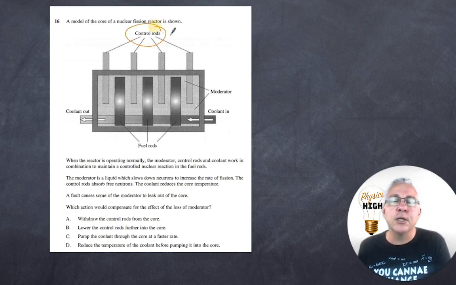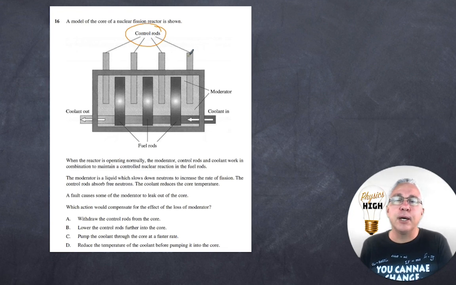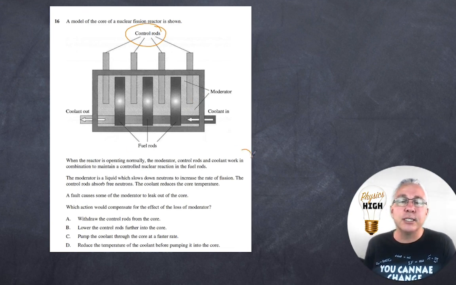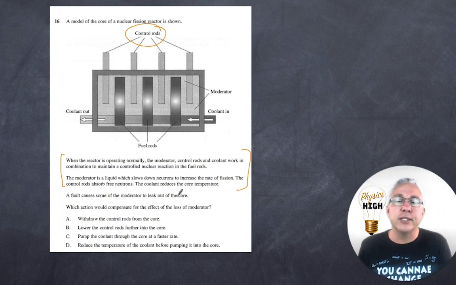Our control rods remove them simply by dropping in. So if you take them out, you have more neutrons available. The moderator is designed to slow the neutrons down. So again, if you remove the moderator, they may speed up and actually slow the actual reaction down. And that's really what this is saying right here. And it then says a fault causes some moderator to leak out of the core.